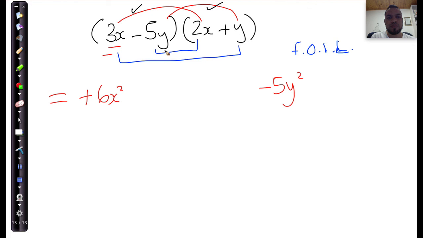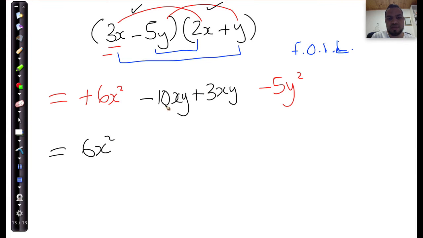Now I'm going to do these blue ones over here. That's minus 5 times positive 2x, so a negative times a positive is negative. The 5 multiplied by 2 is 10, and then x multiplied by y, or y multiplied by x, is just xy. And then this one over here is a positive times a positive, which is positive. 1 multiplied by 3 is just 3, and x multiplied by y is xy. Now let's simplify that. That's 6x squared. These two are like terms. Minus 10 plus 3 is minus 7xy, minus 5y squared. Okay, so let's look at another example.